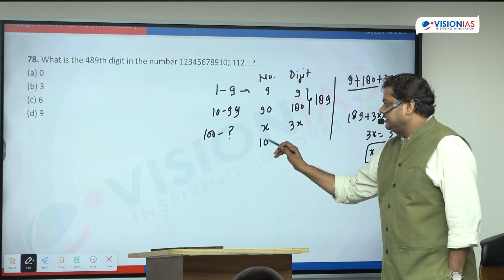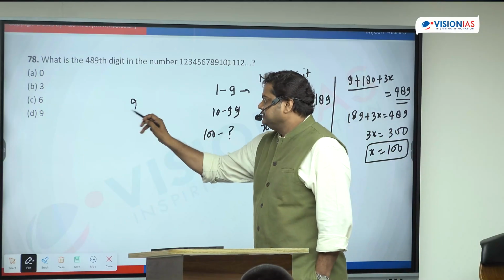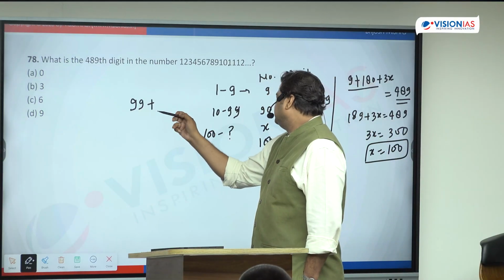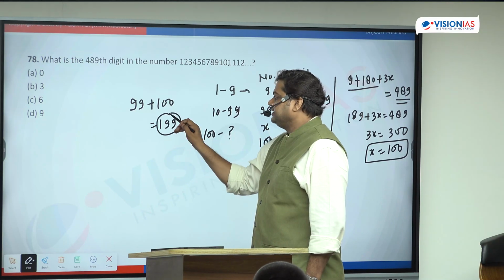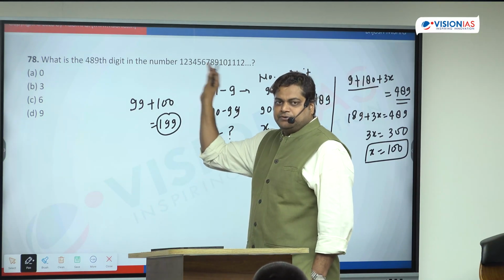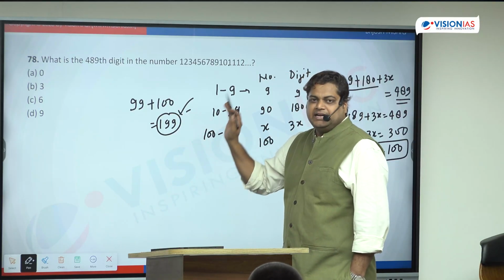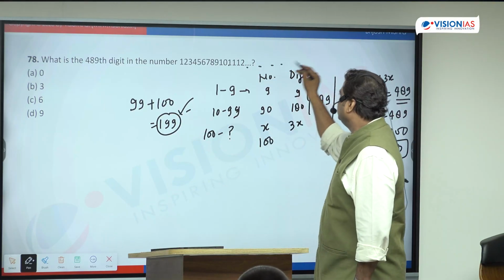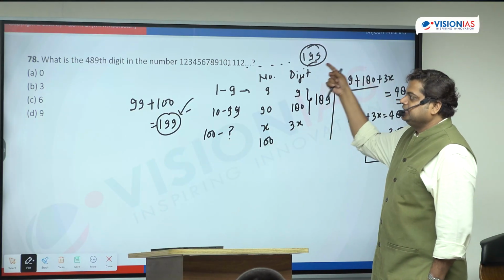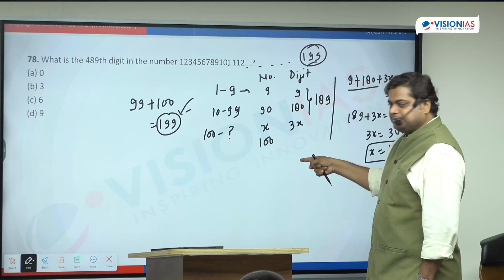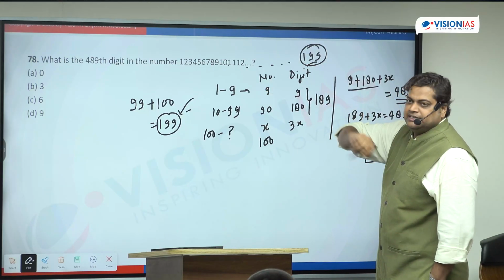X is 100. That means in the book how many pages do we have? 99 plus 100. That means 199 pages are there. So the numbering of pages, 1, 2, 3, 4 this way, the last number would be 199. So it will go till 199, and this would be the 489th digit, because we have counted the total digits. And they are asking what is the 489th digit in the number.